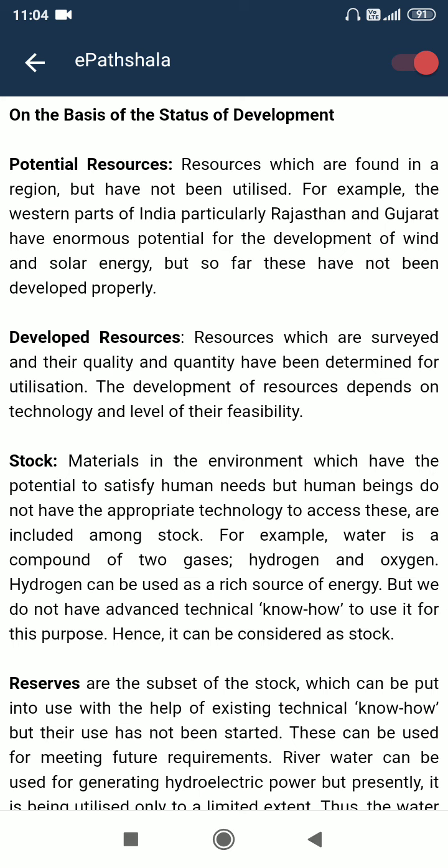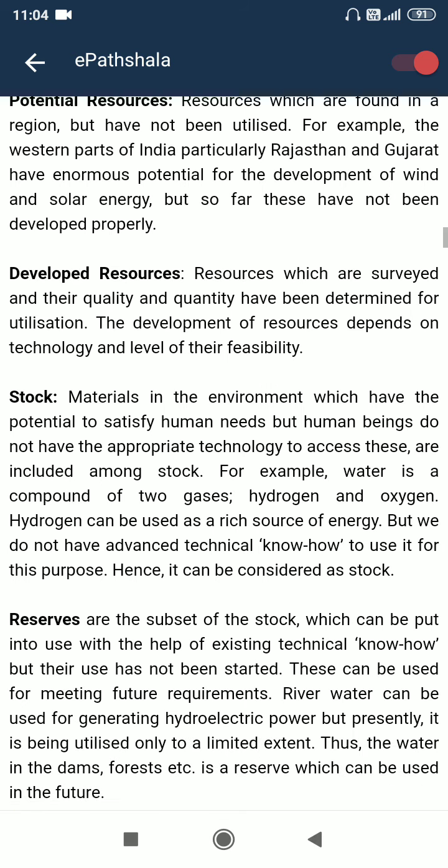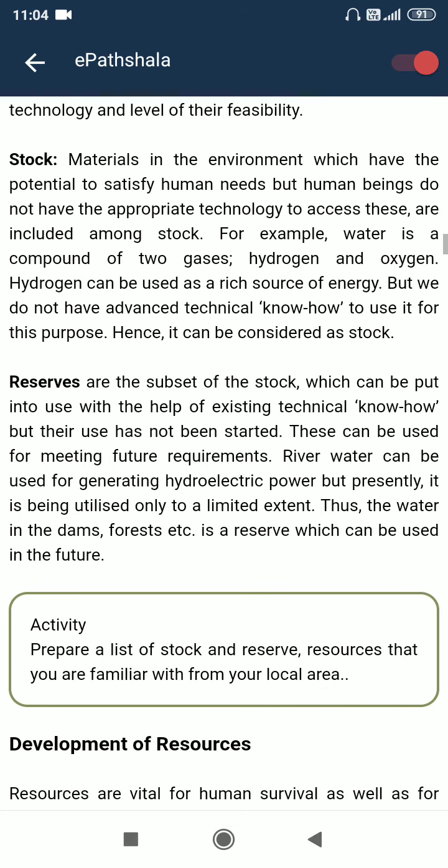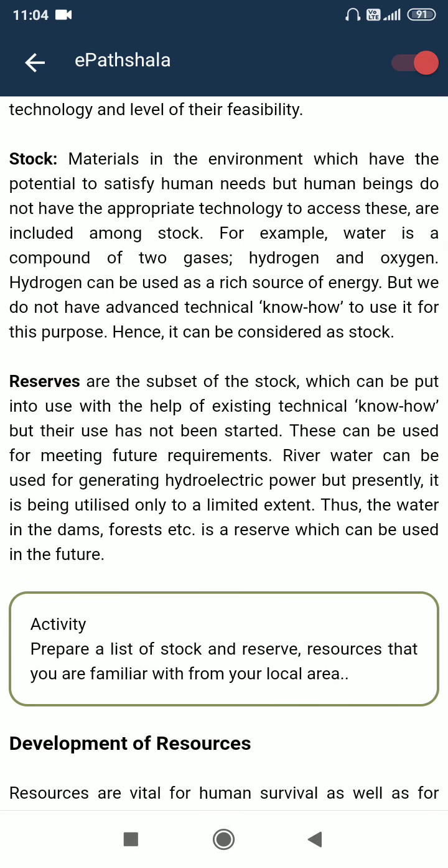Stock: materials in the environment which have the potential to satisfy human needs, but human beings do not have the appropriate technology to access these, are included among stock.